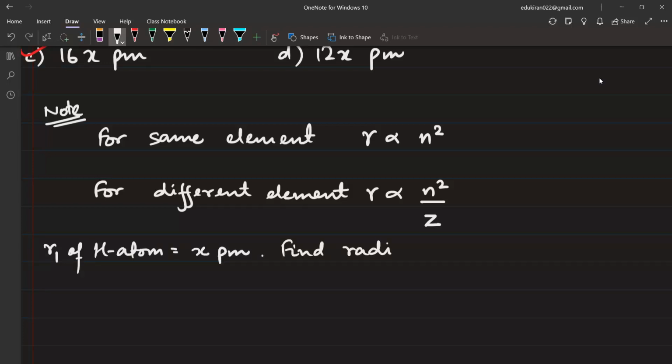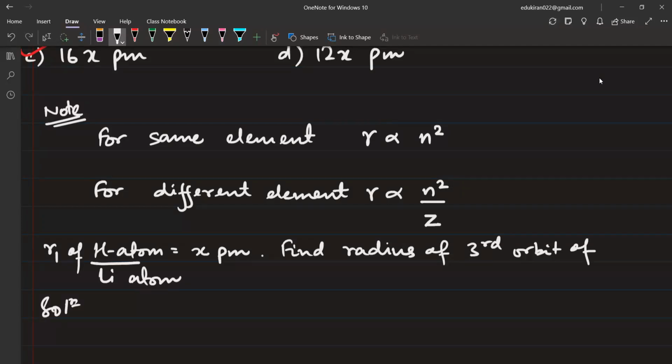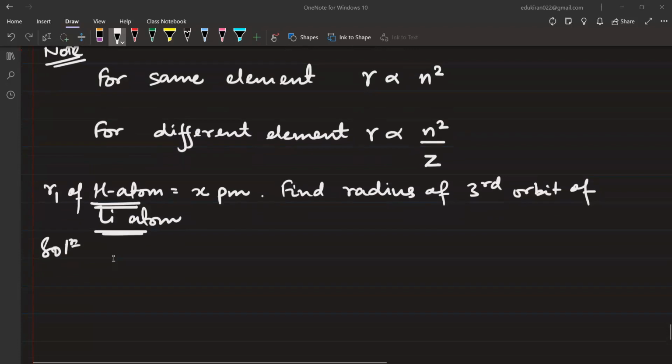They are saying: find the radius of the third orbit of lithium atom. In this, what you need to do, you tell me: they have given the radius of the hydrogen atom and they are asking for the radius of the lithium atom. So is the element the same or different? Different. So which one are we going to use? The second one, right? So the radius will be directly proportional to n square. What is the value of n here? You have to find the radius of which orbit? Third orbit. So 3.